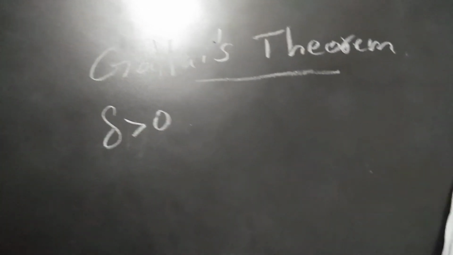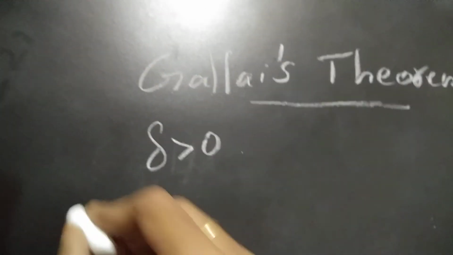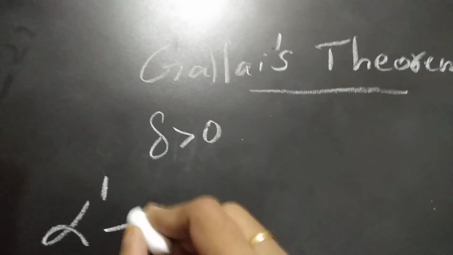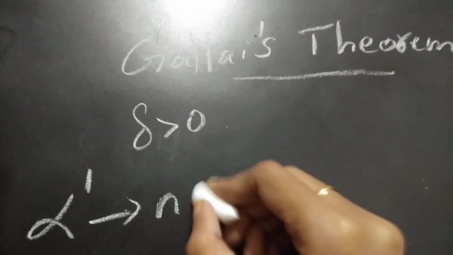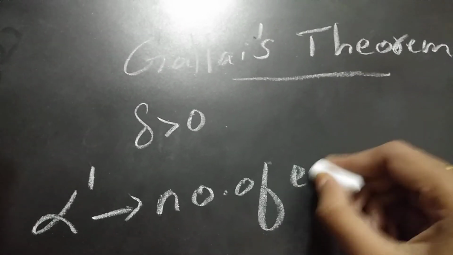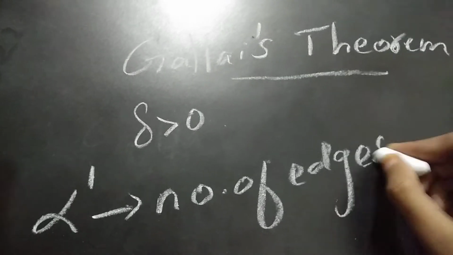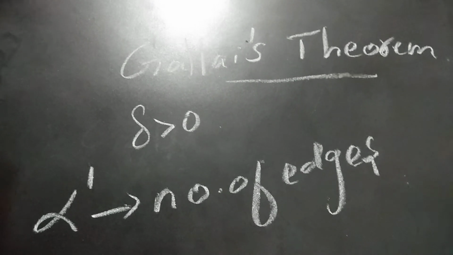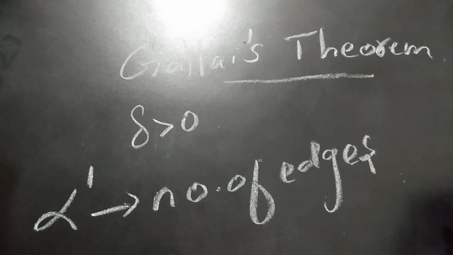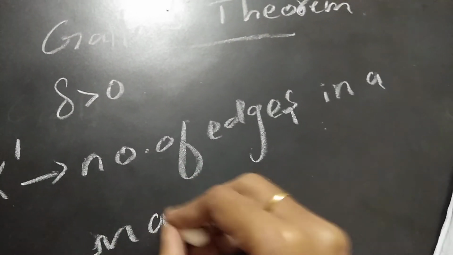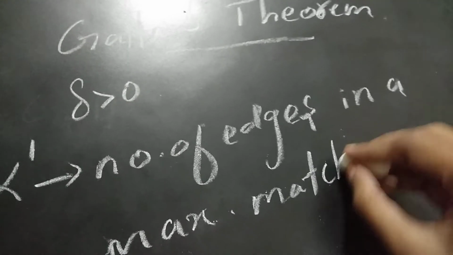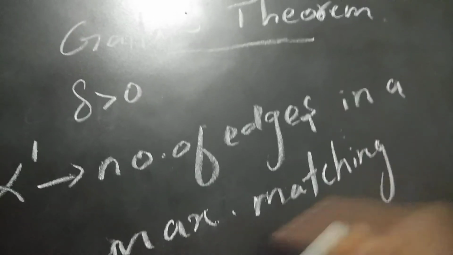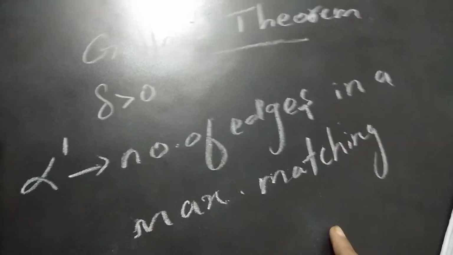And then you have to know what alpha dash is. Alpha dash means number of edges. I will write that for you. You can also make note of it: number of edges in a maximum matching. What is alpha dash? Number of edges in a maximum matching.